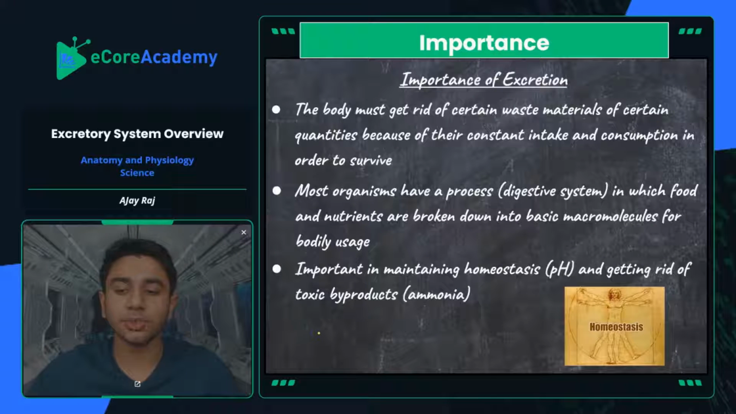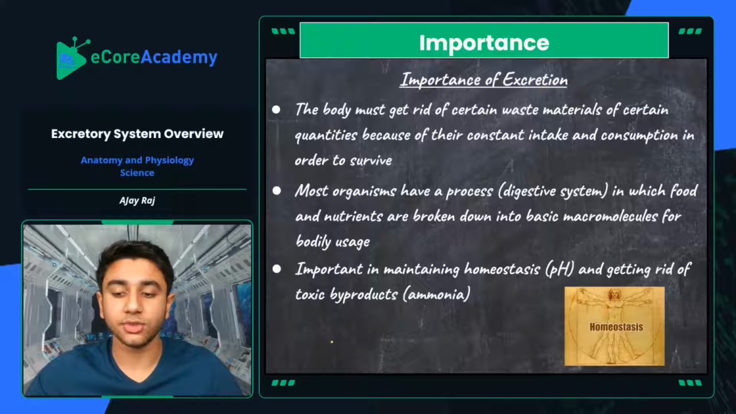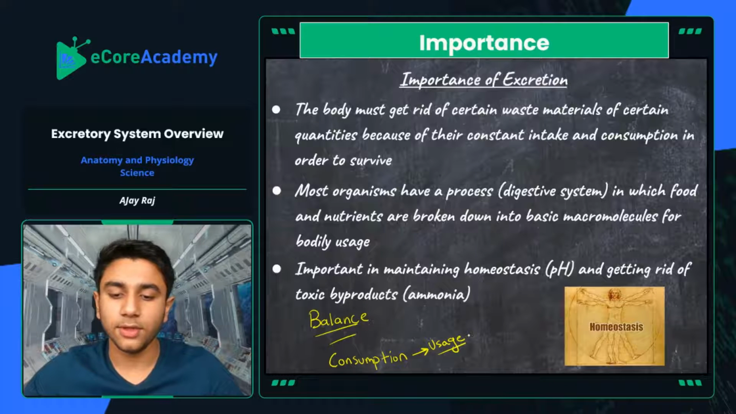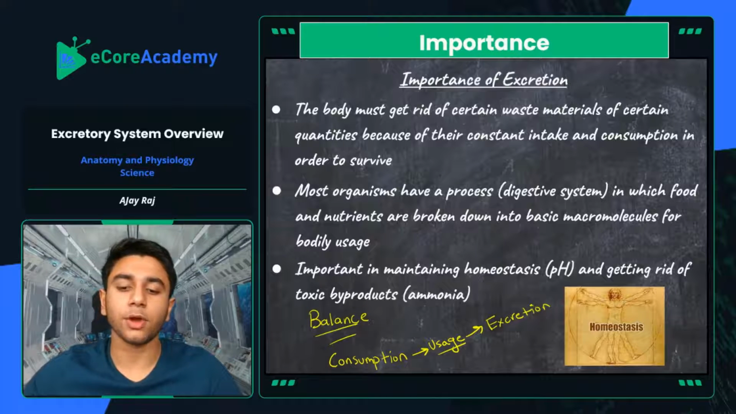And as I was saying, just to recap what this picture really represents and what homeostasis really is: balance, but specifically in terms of the excretory system, it has to do with a two-way process that is always in existence in order to survive. It's that important. So you first have consumption, and then you have usage, which is just common usage that you use, and then that goes to excretion. It's a give and take process.